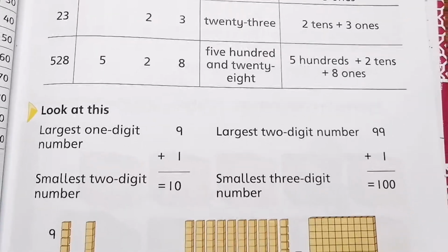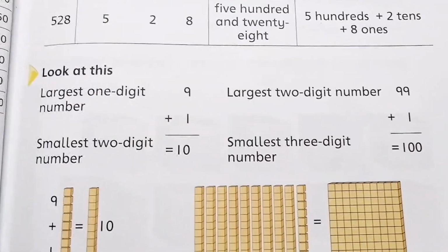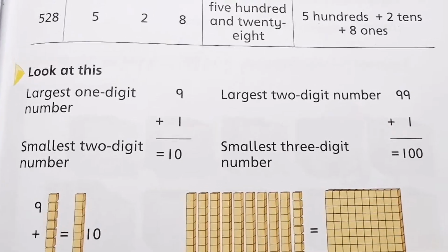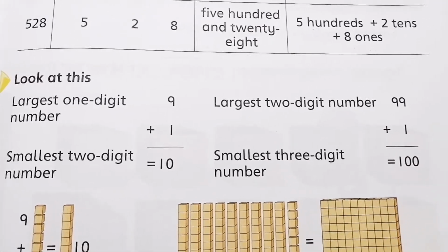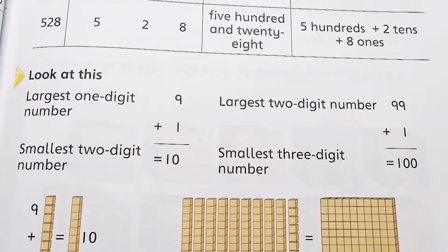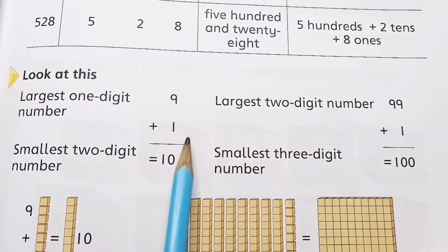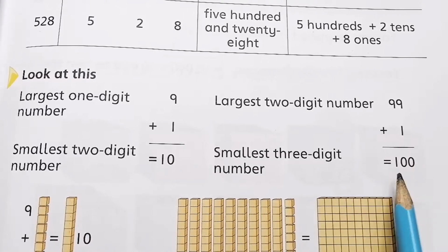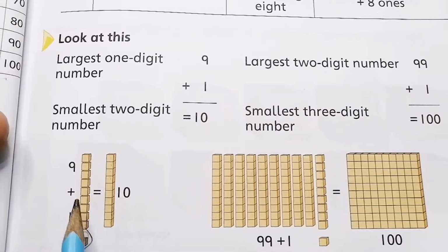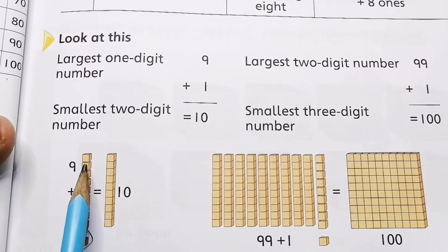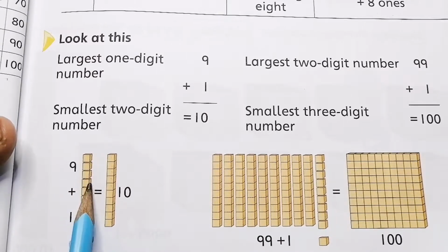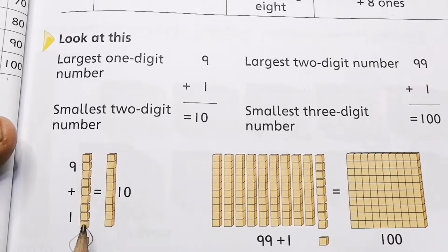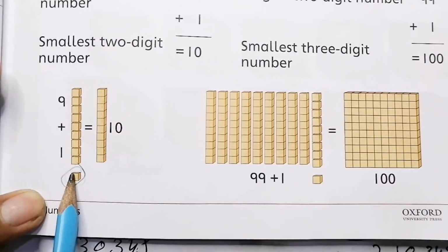right? So then the concept of larger digit and smaller digit, right? When you add these numbers, so here 9 plus 1, right, is 10, and 99 plus 1 is 100. Here small boxes are given, right? 1, 2, 3, 4, 5, 6, 7, 8, 9, and you have to add this one smaller box to the 9, and then you count them all together, it makes 10.